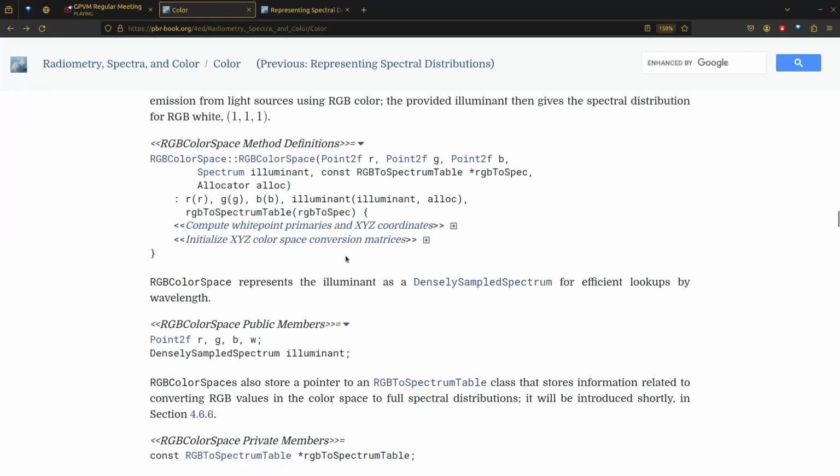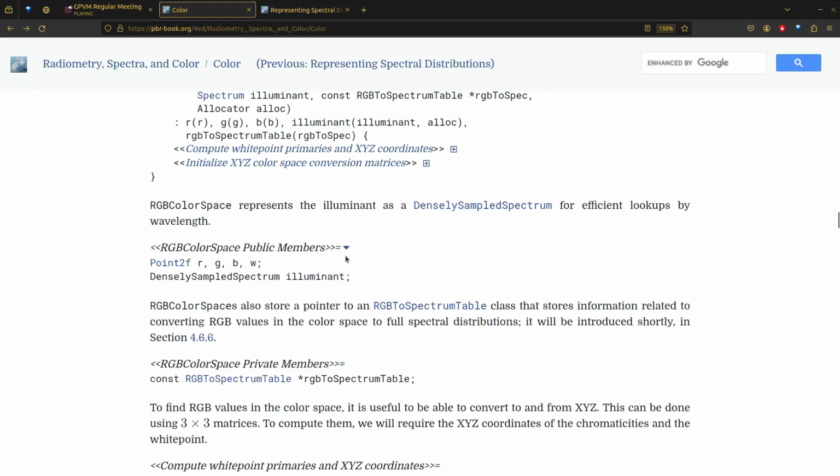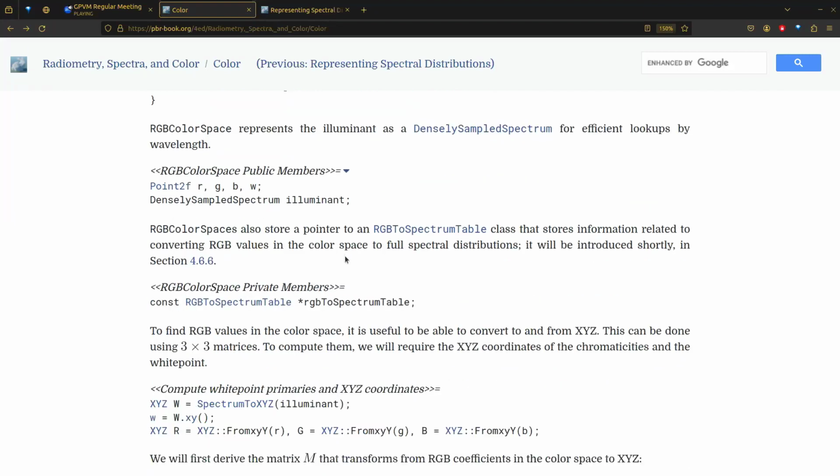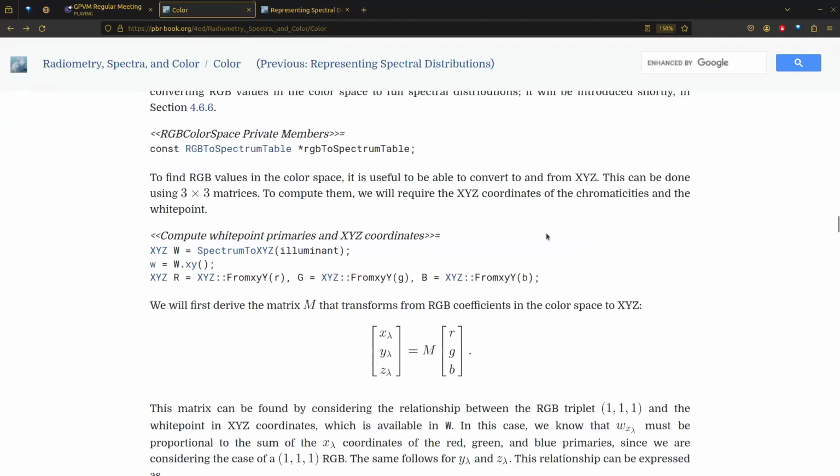Okay, so RGB color spaces also store a pointer to a table class that stores information related to converting RGB color space values in the color space to full spectral distributions. So that makes sense, that they're just taking those matching curves and creating that histogram. I guess that would make sense. You would be able to build a table out of that.